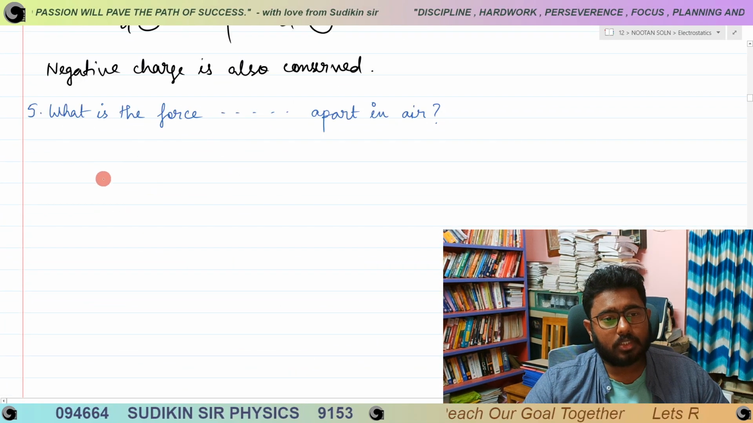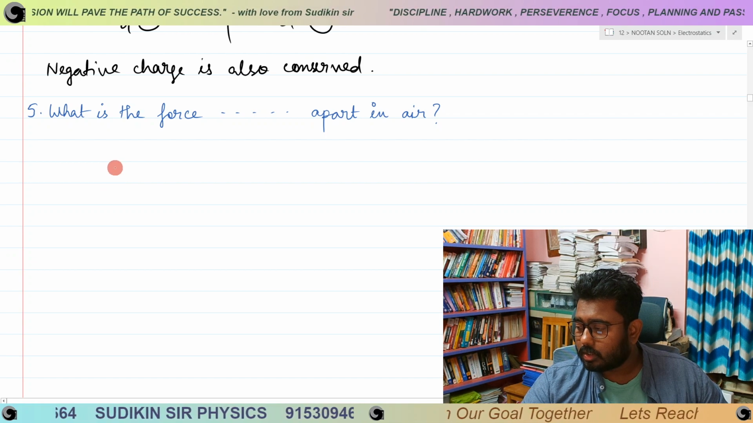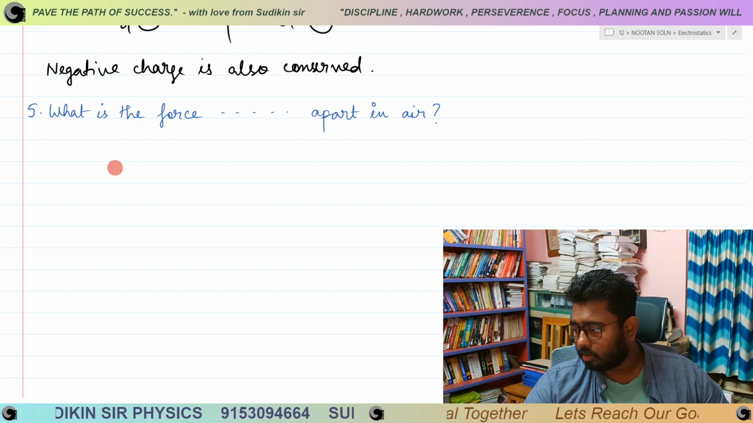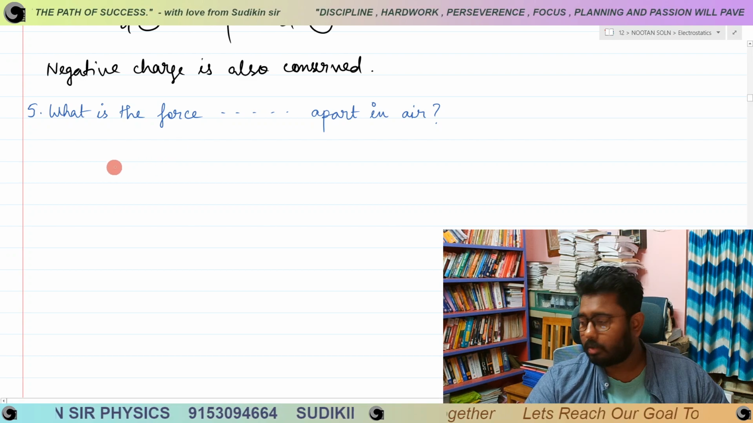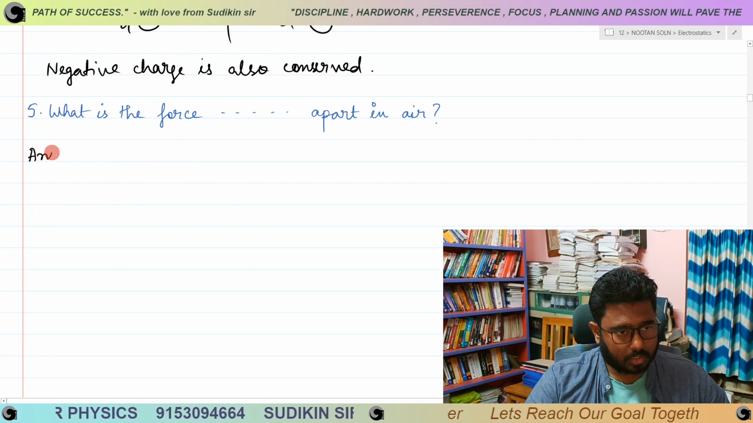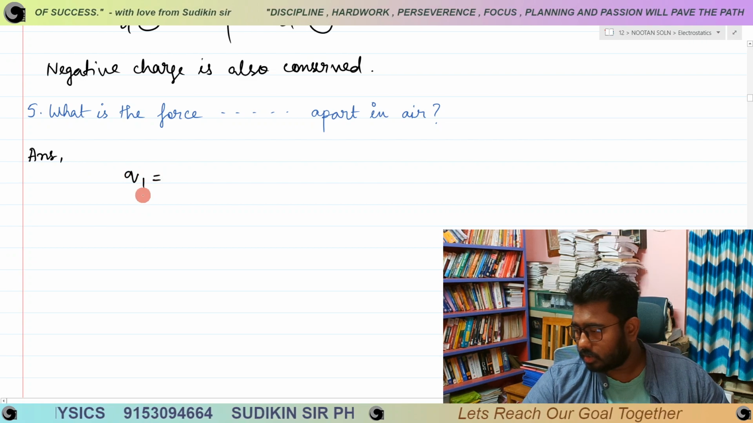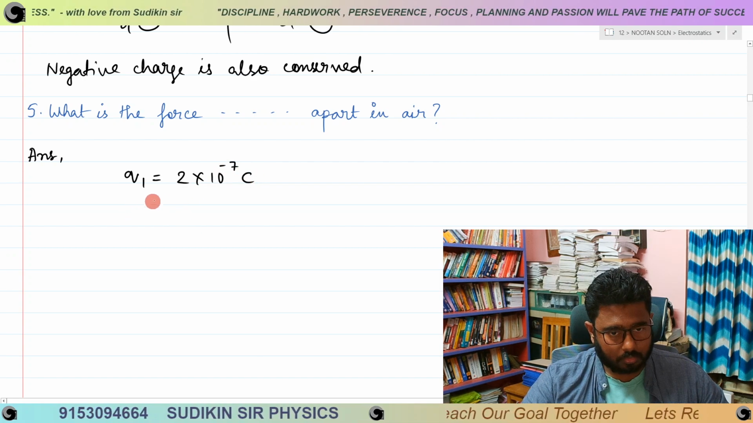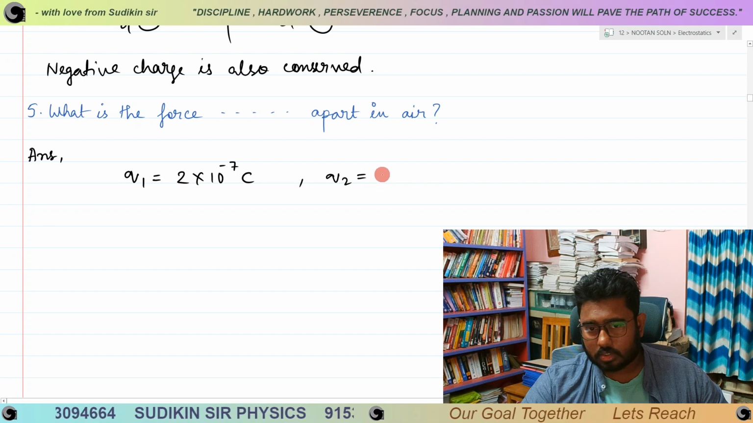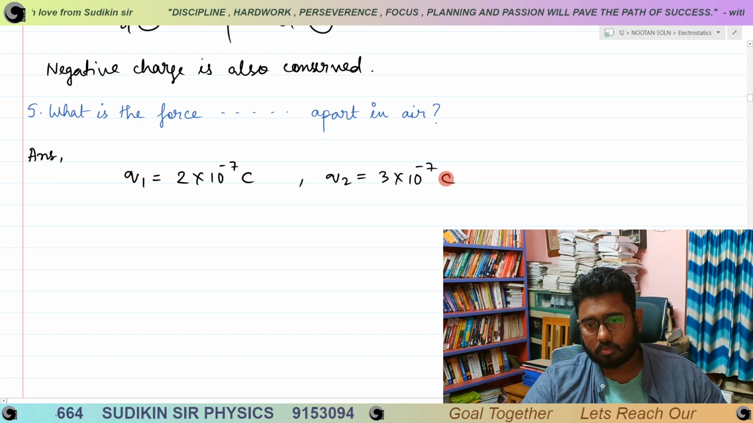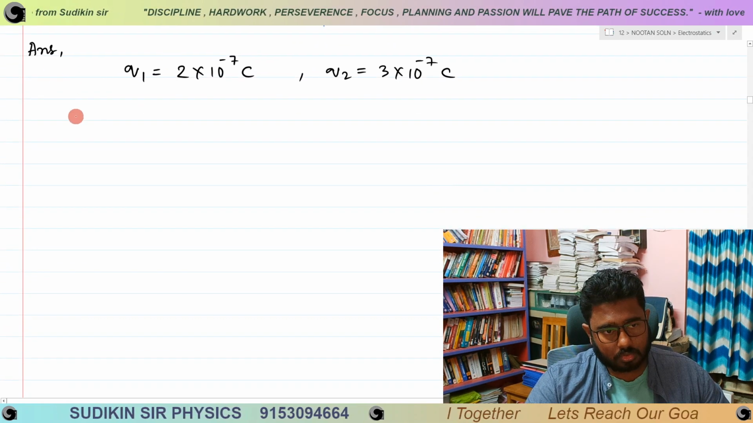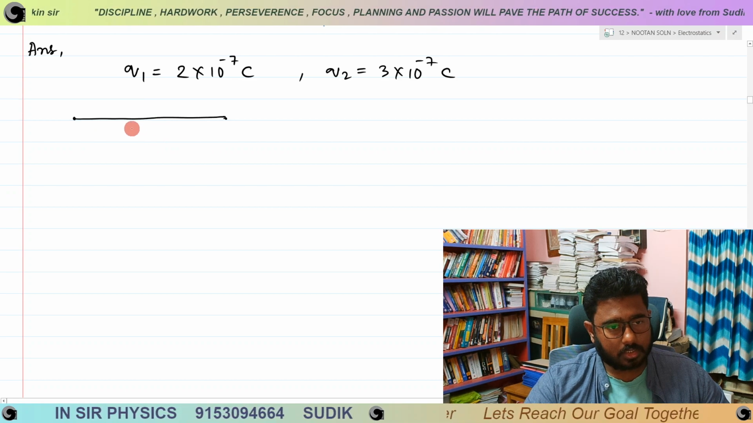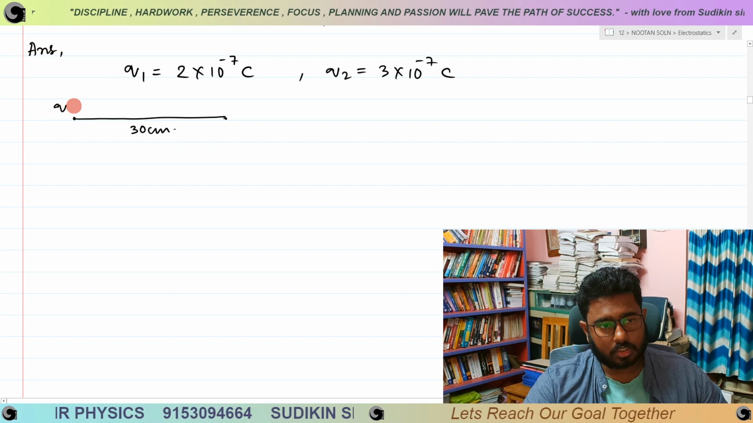Next question. What is the force between two small charged spheres carrying charges of 2 into 10 to the power minus 7 coulomb and 3 into 10 to the power minus 7 coulomb placed 30 centimeter apart in air? There are two charges. One charge is q1 equals 2 into 10 to the power minus 7 coulomb. Another one, q2, equals 3 into 10 to the power minus 7 coulomb. These two charges are separated by a distance of 30 centimeter.